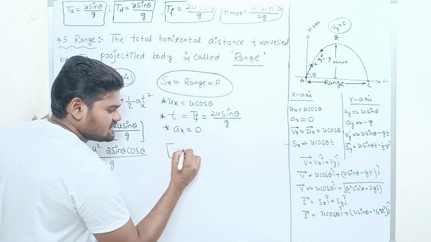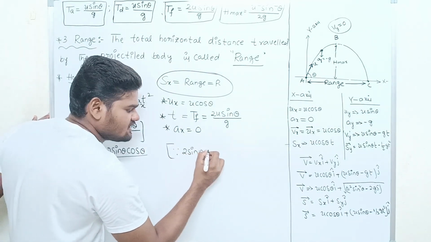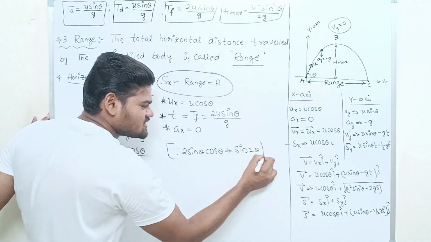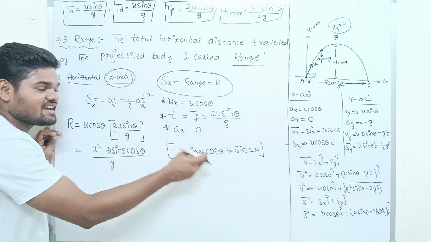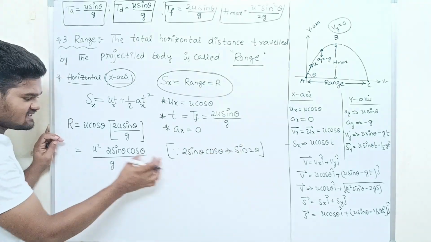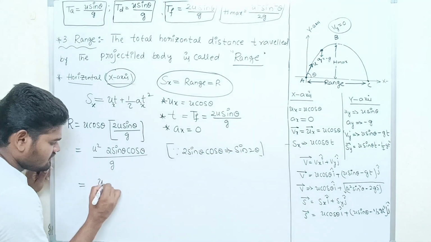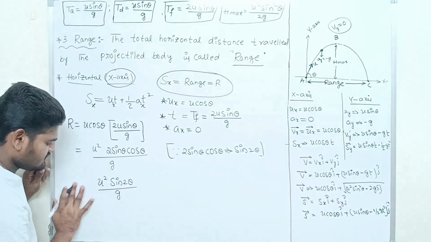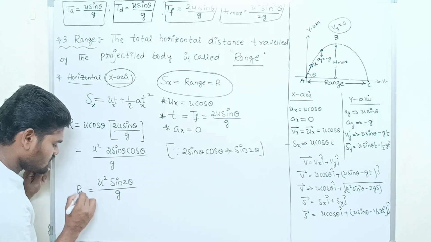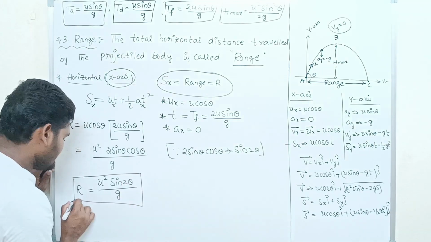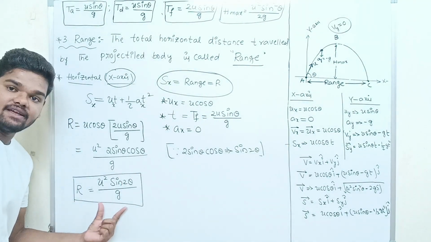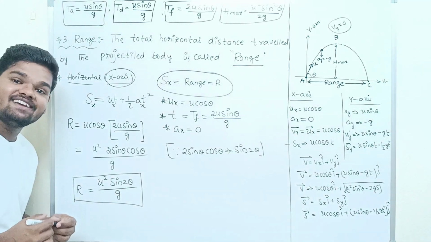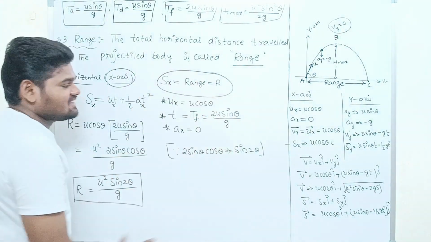We have the formula: 2 sin theta cos theta is equal to what? Sin 2 theta. 2 sin a cos a is sin 2a, so 2 sin theta cos theta is sin 2 theta. Just substitute here. So u square sin 2 theta divided by g. So what is this? This is the range, the total horizontal distance traveled by the projectile body. So R is equal to u square sin 2 theta by g. Okay, so pause the video and write the formula.